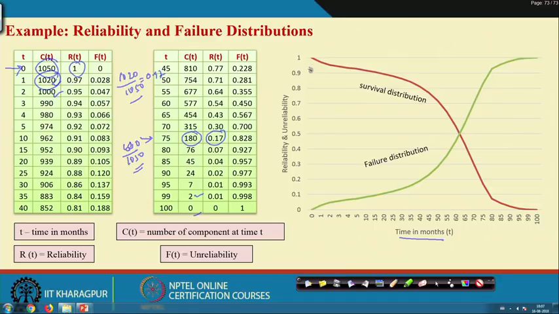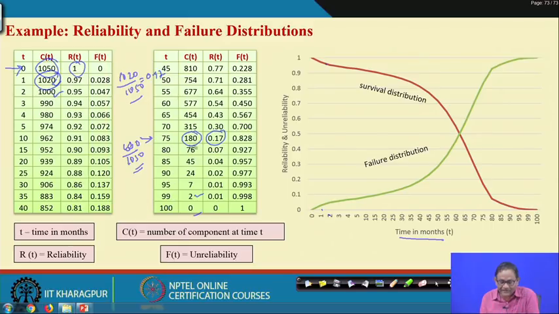So, at t equal to 0, it is 1, t equal to 1, it is 0.97, and t equal to 75, it is 0.17. So, if you plot t, this column, versus R(t), this column, you will be getting this curve, the survival function, if I write like this, R(t).